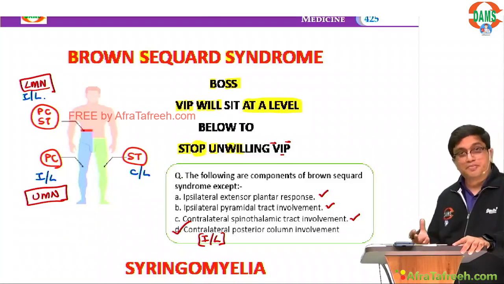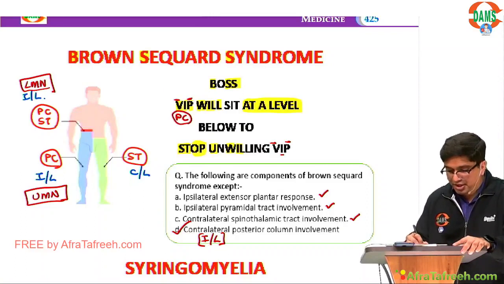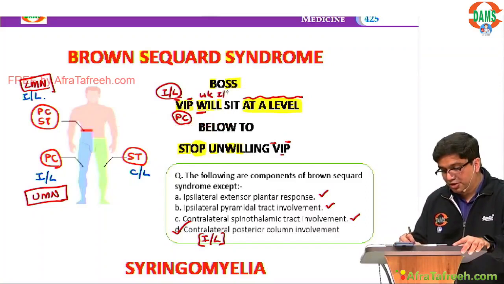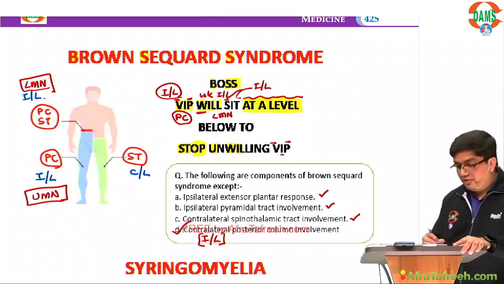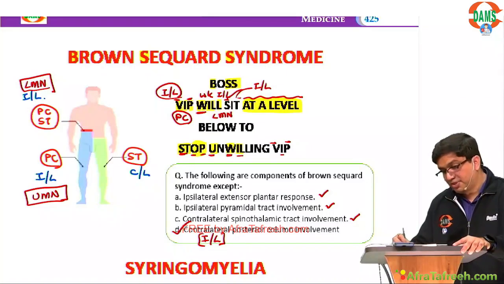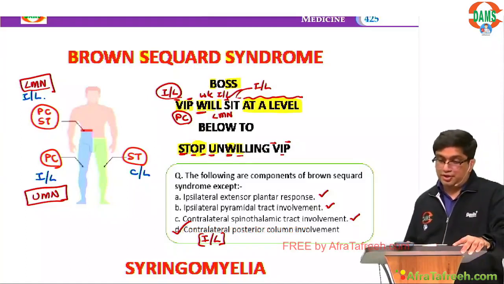Okay, so I'll repeat it. BSS, Brown-Séquard syndrome, in which the patient's vibration and proprioception, that is posterior column, is affected on the same side, ipsilateral. There is weakness which is seen at the level of the lesion, which is LMN, on the same side, ipsilateral. Spinothalamic, ST, is again involved on the same side, ipsilateral. Below the level of lesion, spinothalamic is involved on the opposite side. UMN weakness will be seen on the same side, and vibration and proprioception, posterior column, again ipsilateral.